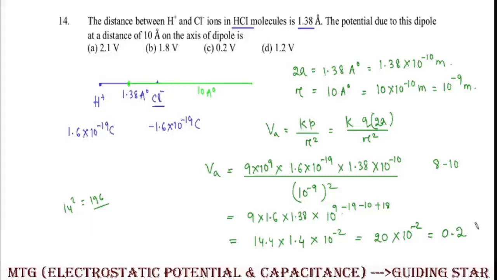Clear? So how much will we get for the potential? Potential will come out to be 0.2 volt. Clear? So we'll check the options. It is 2.1, 1.8, 0.2 and 1. Obviously these values are not possible, and 1.2 is also not possible because the potential is coming out to be very small. So option C will be the correct one.